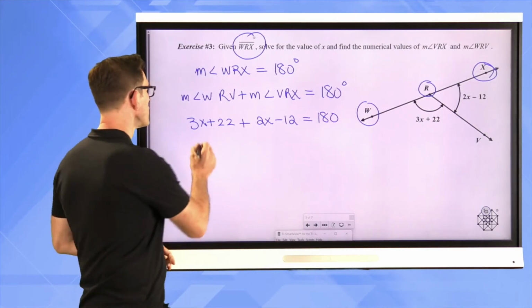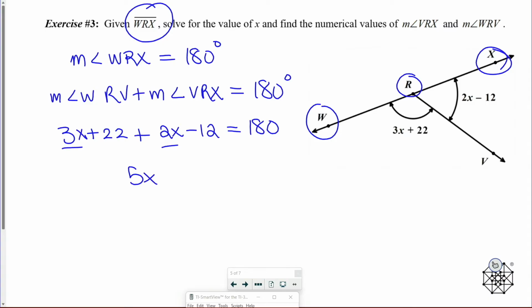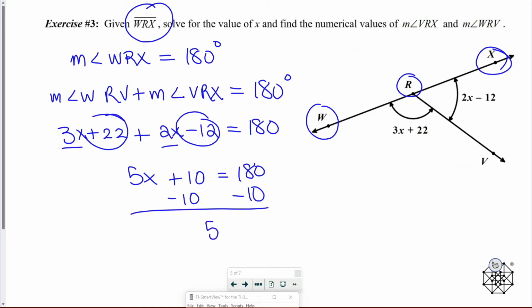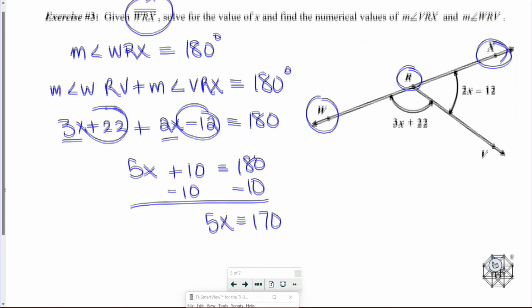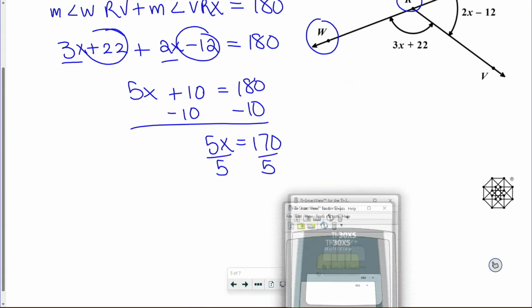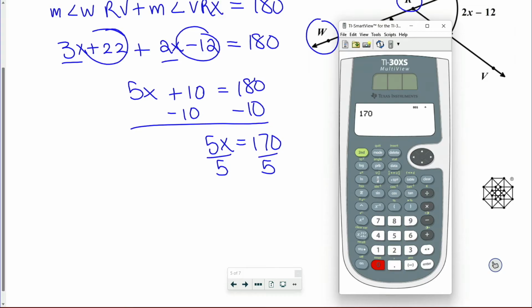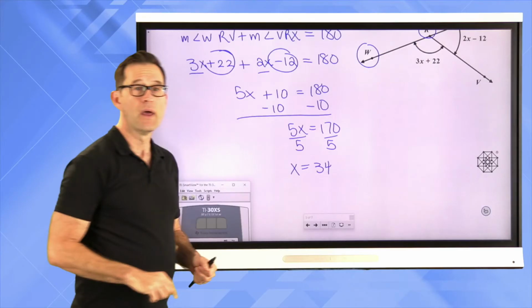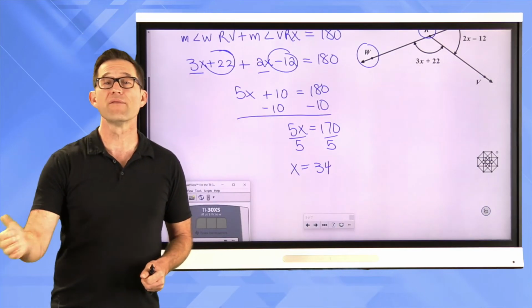All right, well, let's combine some like terms. I have a 3x and a 2x, that's a 5x. A positive 22 and a negative 12 gives me a positive 10. Positive 10, that's equal to 180. I'm going to subtract 10 from both sides. That's going to give me 5x is equal to 170. I'm going to divide both sides by 5, and if you don't want to do the arithmetic in your head, that's why you've got your scientific calculator. 170 divided by 5, great. x is equal to 34. Now that's one thing the problem asked me for: what is the value of x?